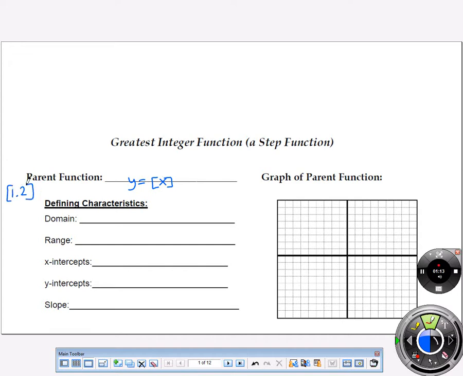if somebody put 1.2 inside the brackets and you calculated it, what would it turn 1.2 into? Check. 1. Good. The greatest integer it can reach without going past 1.2. So integers would be 0, 1, 2. It can go up to 1, but it can't go up to 2 because 2 would be past the number that's in the brackets. Okay? So this would get rounded to 1.